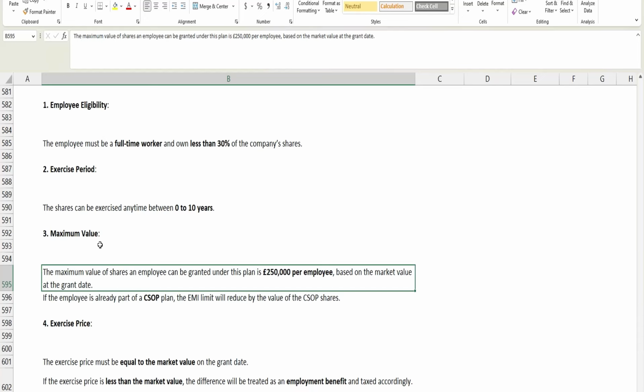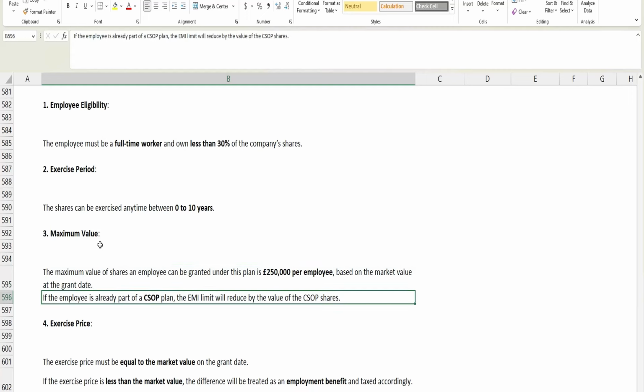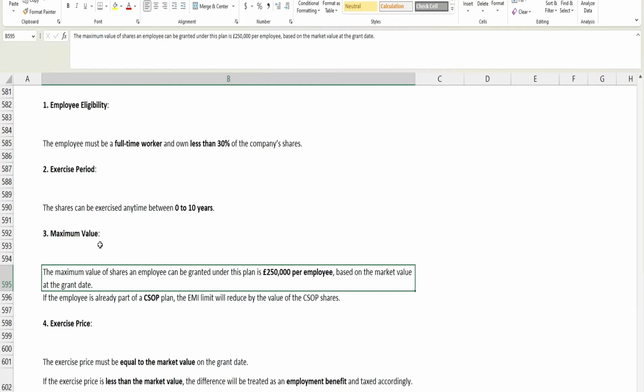Remember the three dates which I discussed in my previous video: grant date, exercise date, and disposal date. Grant date is when the agreement is made between the employer and employee regarding the shares to be offered. Exercise date is when the employee actually acquires those shares by exercising the right, and disposal date is when the employee sells those shares in the market. Right? So this 250,000 is based on the market value at the grant date.